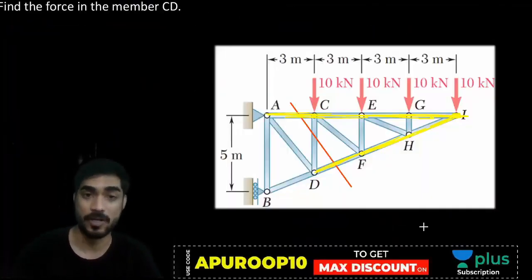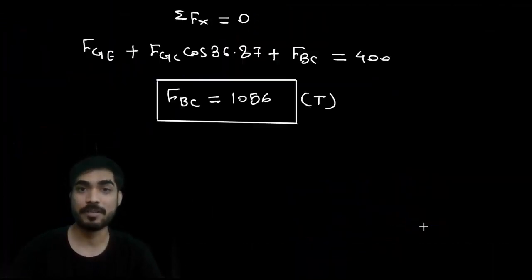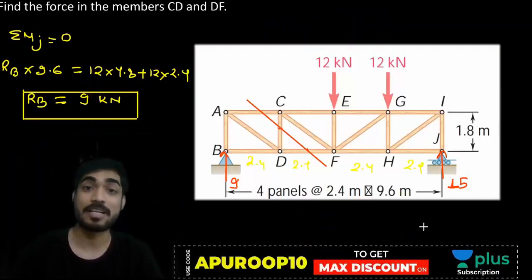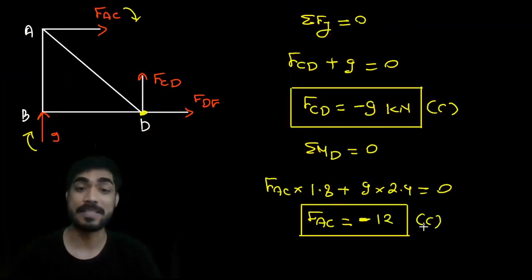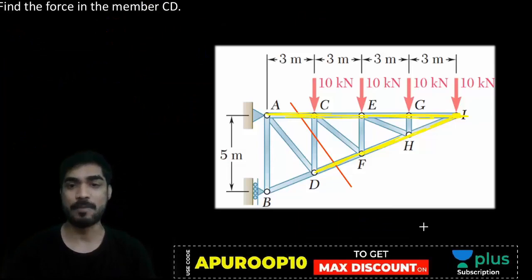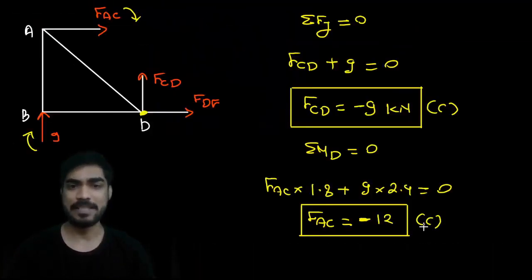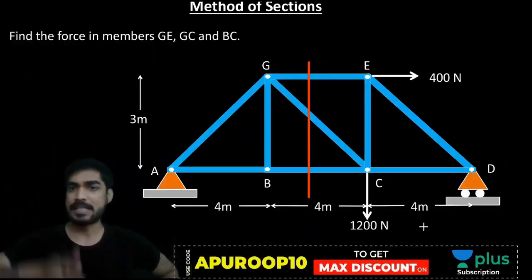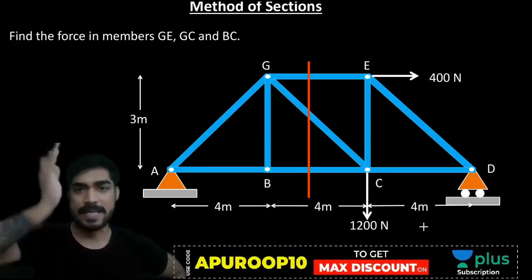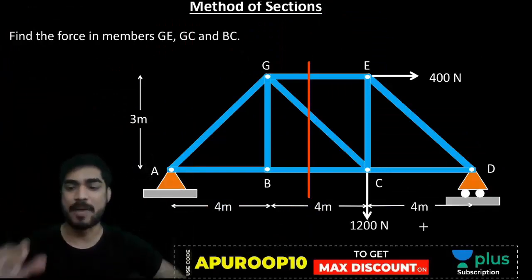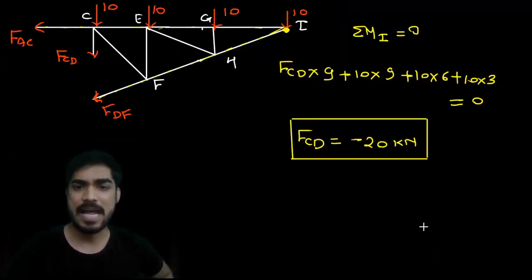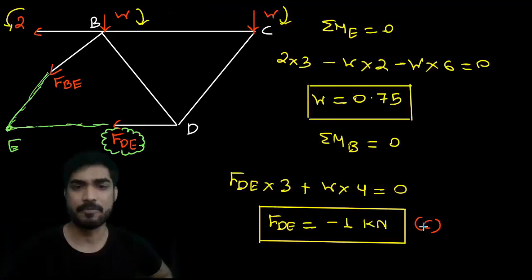Do you want to solve more problems? If so, come to the 9:30 DPP session. We will solve some more problems on method of section. Otherwise, your concepts are clear. Just cut the truss using a section, draw the FBD of any one part, solve that FBD by applying the equilibrium equations, and you will get the force.